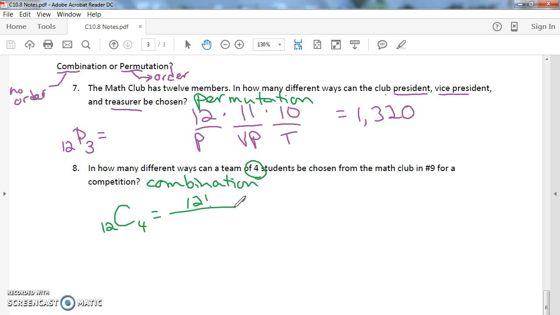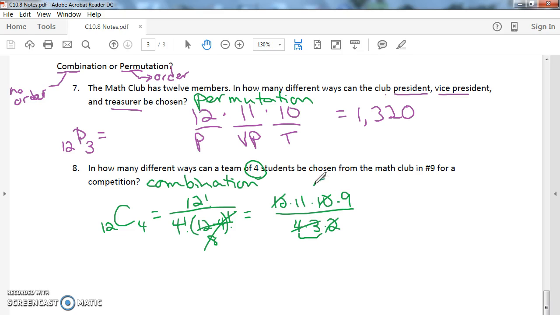That'll be our 12 factorial over 4 factorial times 12 minus 4 factorial. Whoops, that goes out here, sorry. This would be 8. So we have 12, 11, 10, 9. The 8, 7, and so on cancel with that. And 4, 3, 2. 4 times 3 is 12. And this partly cancels there with that 10. So this is 495 different ways that we could choose a team of 4 students.